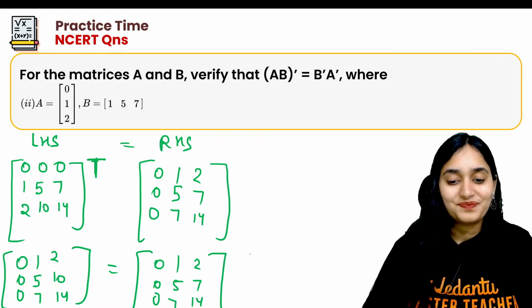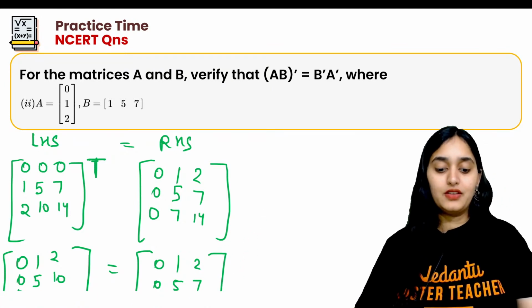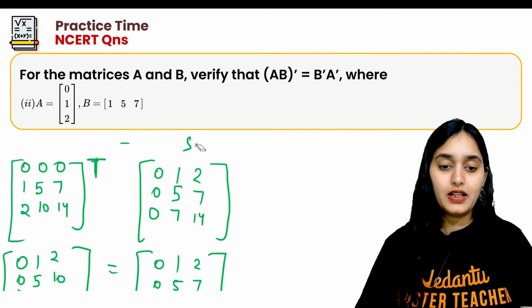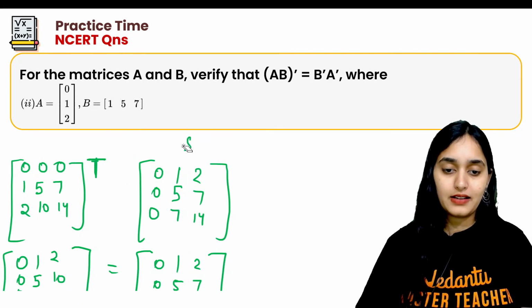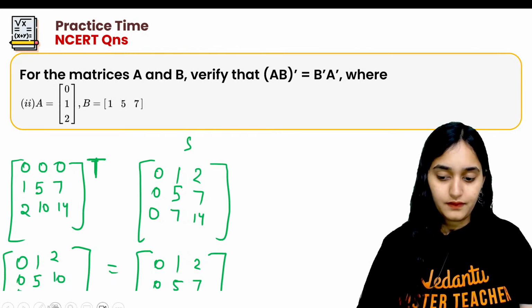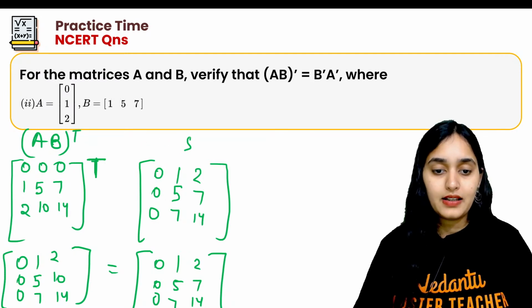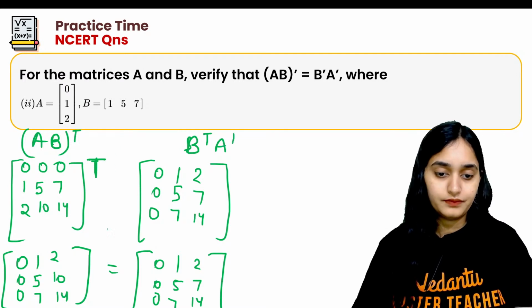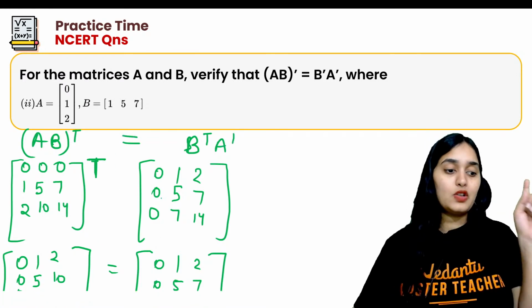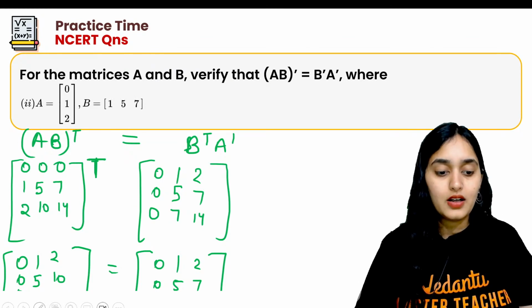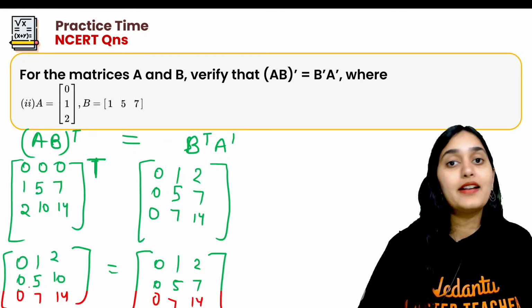Hence proved. Left hand side is equal to right hand side. Okay. So here, instead of left hand side, right hand side, you can also write that A into B whole transpose, and this is basically B transpose A transpose. And they both are coming to be equal. So verified that they are the same.